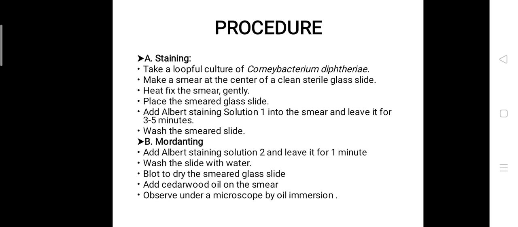So the next step: in the first part we used Albert staining solution 1. Now we are going to be using the Albert staining solution 2, which is more thin. So you add Albert staining solution 2 and leave it for 1 minute, then wash the slide with water, then dry the smear glass slide and add cedar oil on the smear and observe under a microscope by oil immersion. So this is the procedure of the Albert staining, where you are using Albert staining solution 1 and Albert staining solution 2.